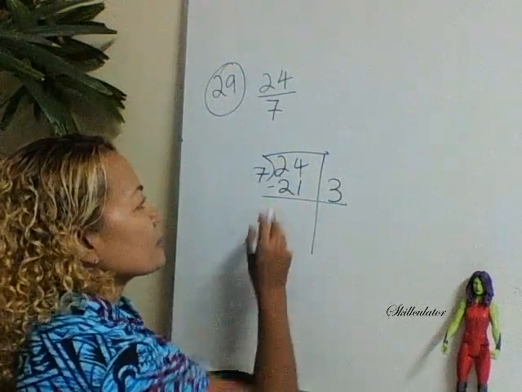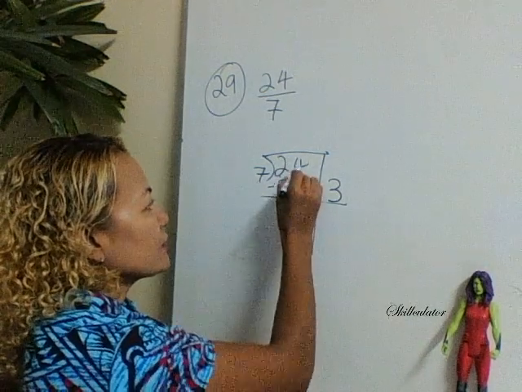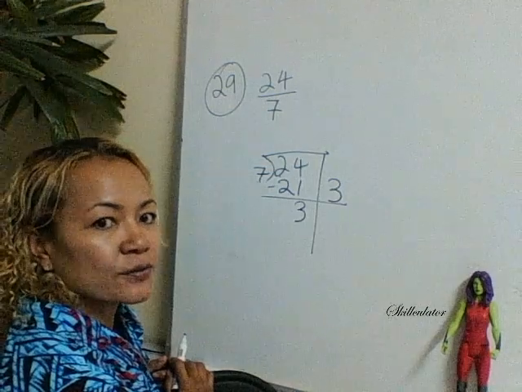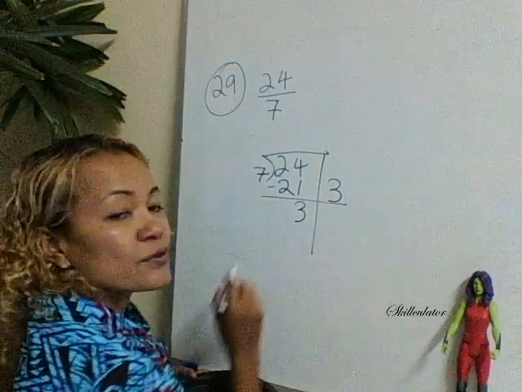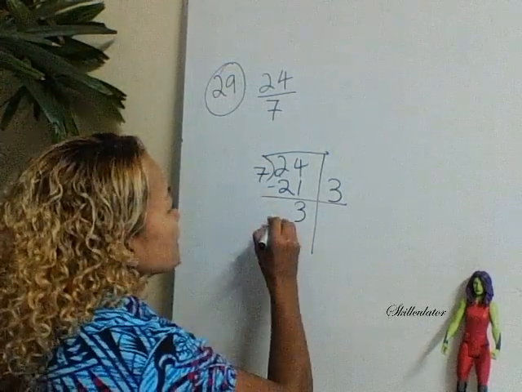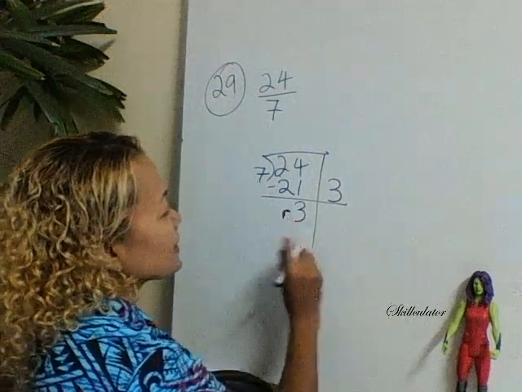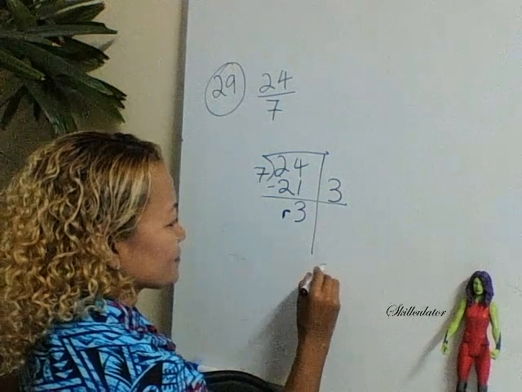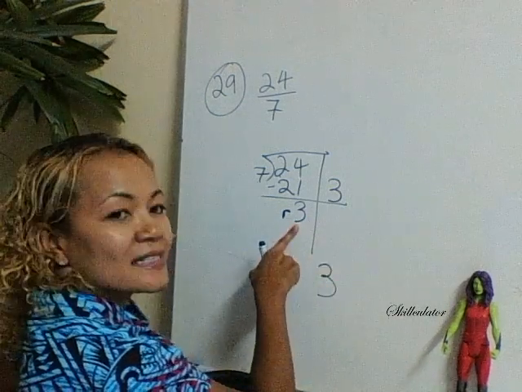Minus 21 from 24, you're left with 3. 4 minus 1 is 3. 2 minus 2 is 0, right? So you're left with 3. Can 7 go into 3? No, it can't. So this is the remainder. That's the whole number part. And this is the remainder part.